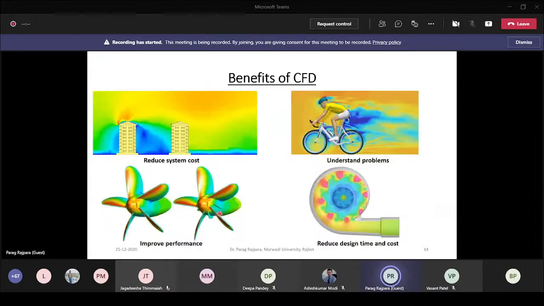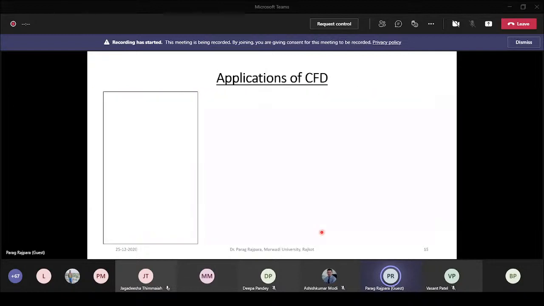Fine. So yes, through these pictures, it highlights these 4 points, or we can say the 4 major benefits. First of all, it reduces the system cost. It helps to understand the problems, helps to analyze the problems, helps to find out the optimum design. It also helps to improve the performance of your system. Fine. And we can say that it reduces the design time and the overall cost that you need for experimentation or to develop your product or system, whatever it is.